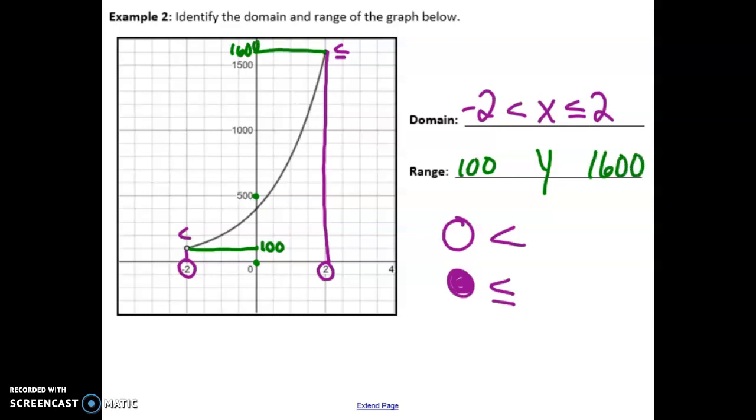Now let's look at our inequalities. 100 has an open circle, so it's less than, and 1600 has a closed circle, so it's less than or equal to. Remember guys, if there are two endpoints, then it should have two numbers, a minimum and a maximum. And we always go from least to greatest. So the 1600 should not go first, the 100 should.